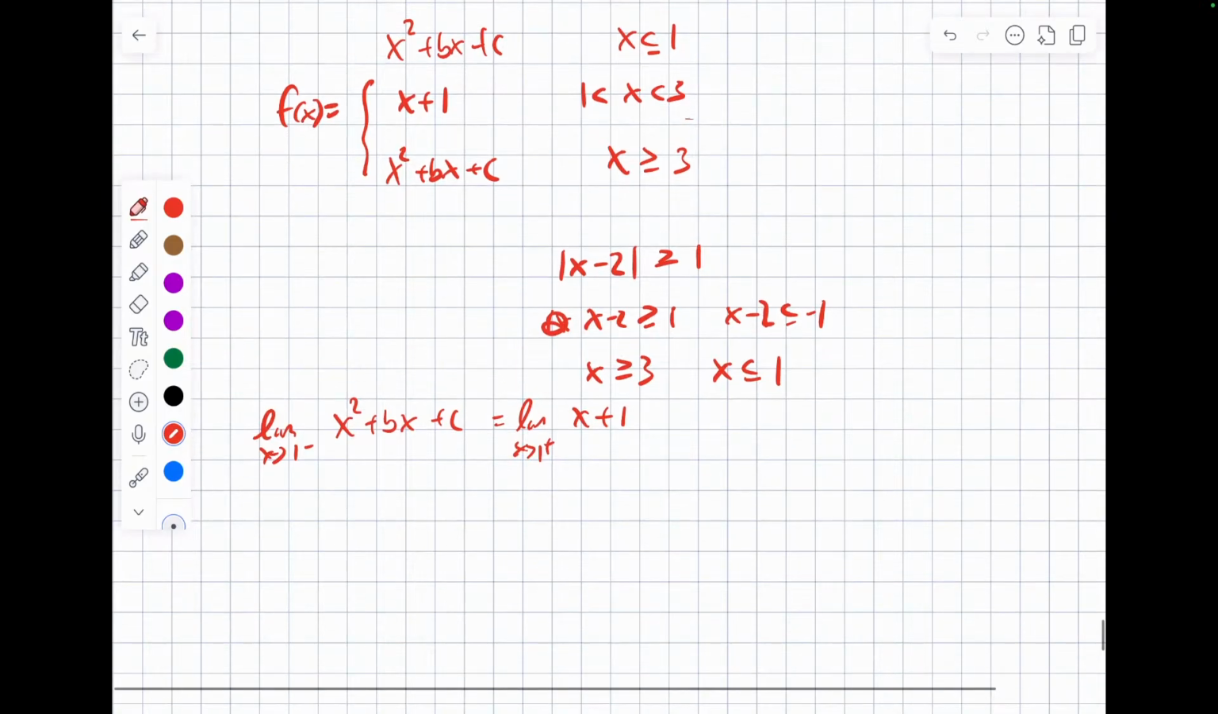So I'm going to plug in, so that's going to give you 1 plus b plus c is equal to what? 1 plus 1 is what?